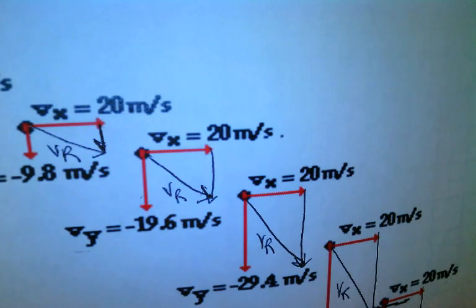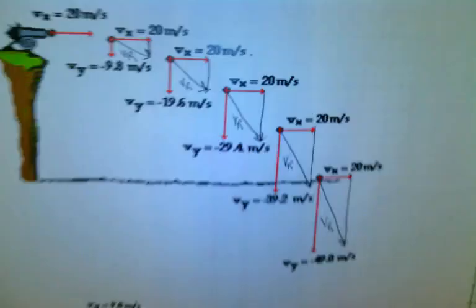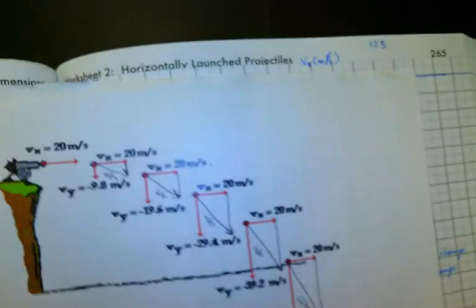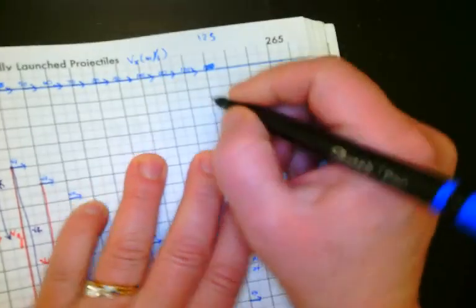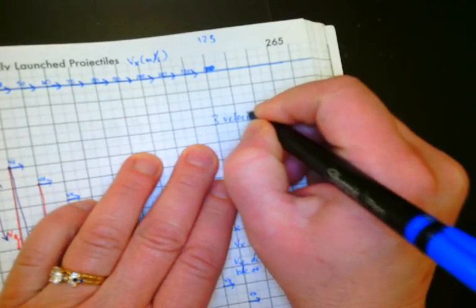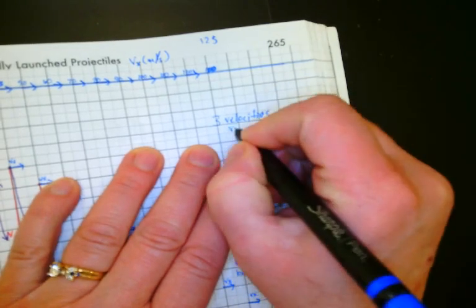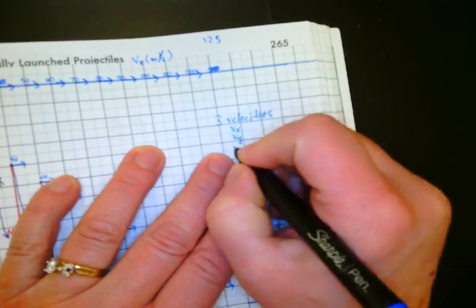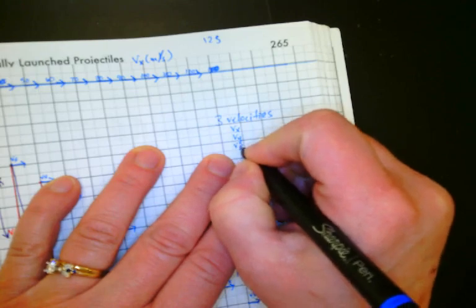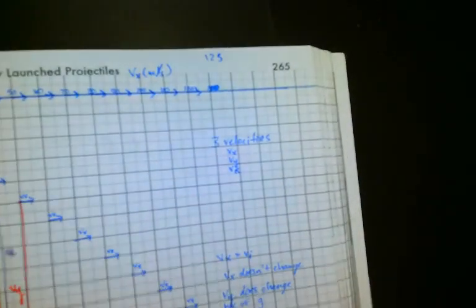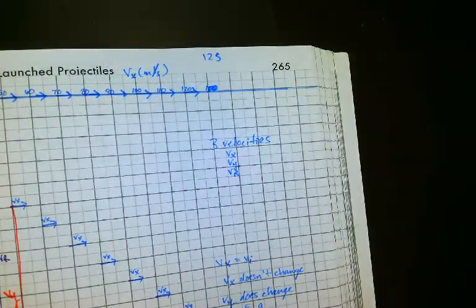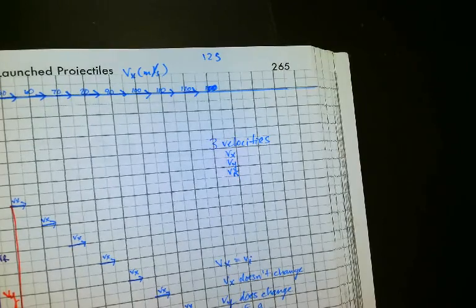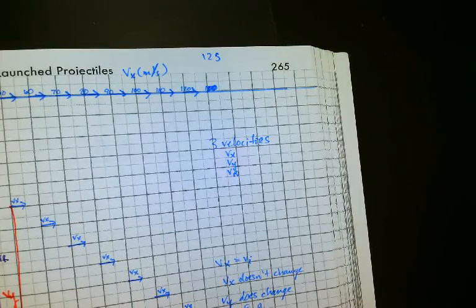So the thing I'm trying to teach you is there are three velocities that you have to keep track of. Okay? So let's make a list. There are three velocities. Let's list them. There's Vx, Vy, and Vr. Okay? And with those velocities come some rules, right?